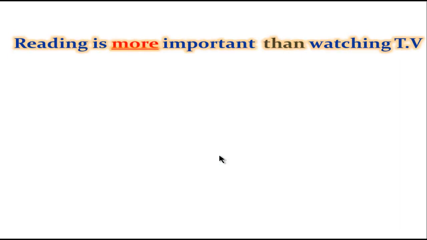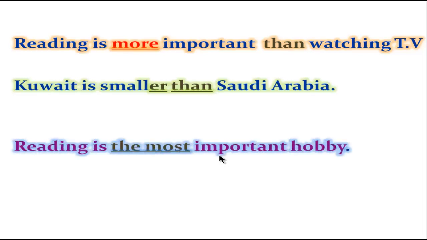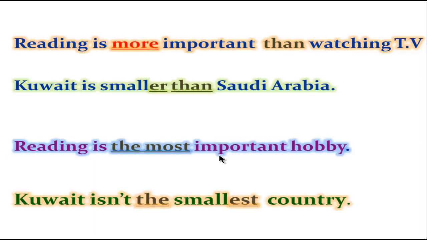Reading is more important than watching TV. This is a comparative adjective with a long adjective. Kuwait is smaller than Saudi Arabia. It is a comparative adjective with a short adjective. Reading is the most important hobby. It is a superlative adjective with a long adjective. Kuwait isn't the smallest country. It is a superlative adjective with a short adjective.